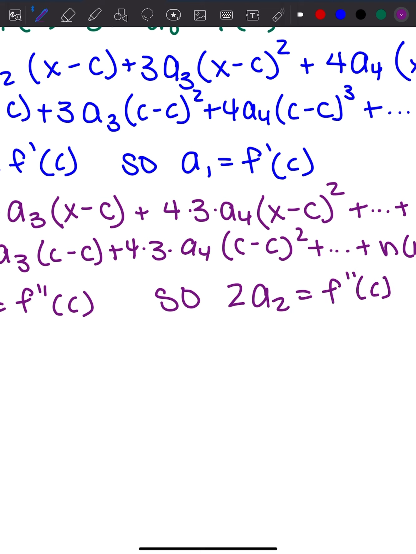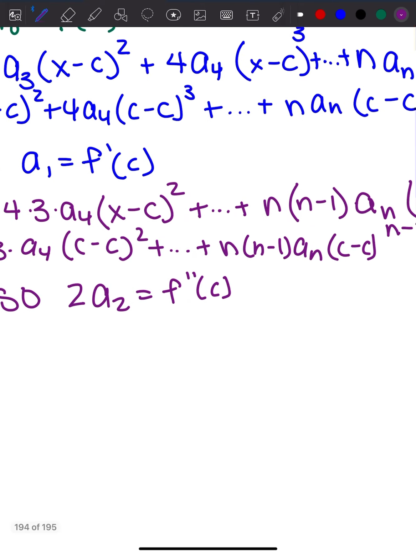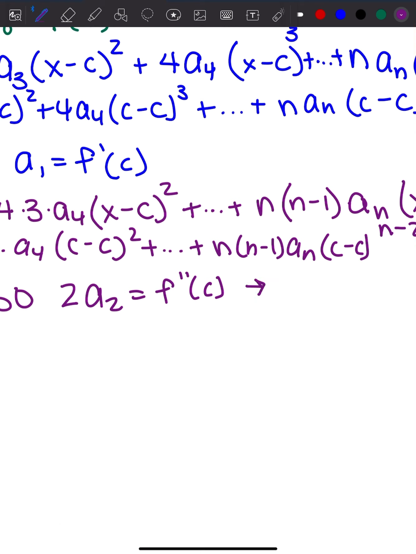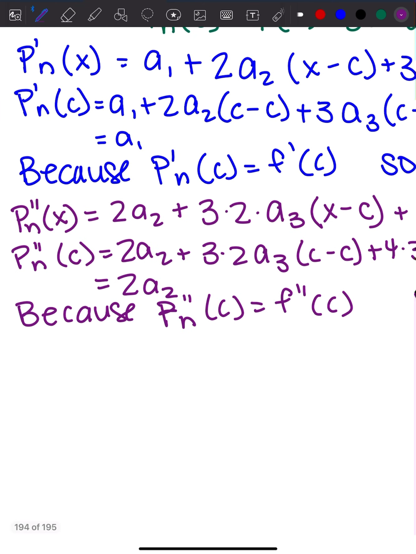The thing is, though, we want our coefficient to be by itself. So we want a sub 2 to be by itself. So we're going to take this, and we're going to say a sub 2 is equal to f double prime of c divided by 2. Okay, so we want to look at another one.